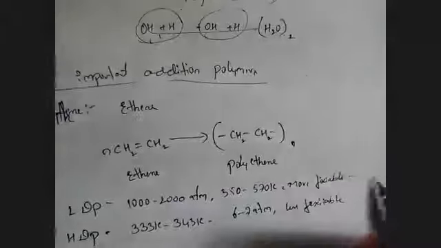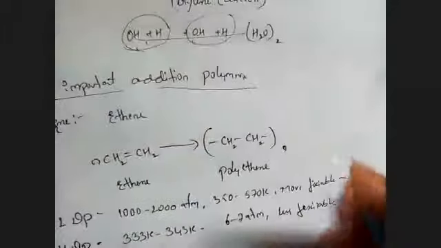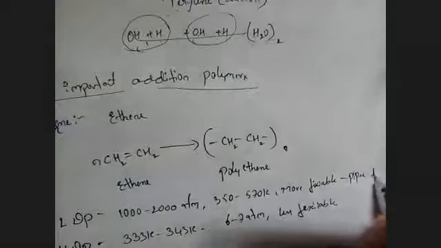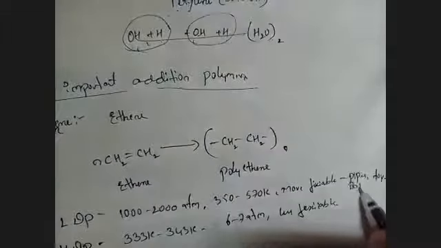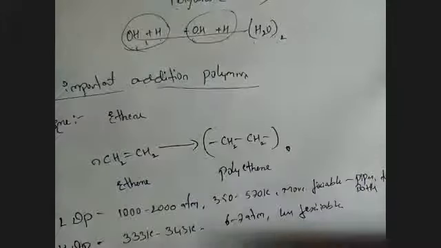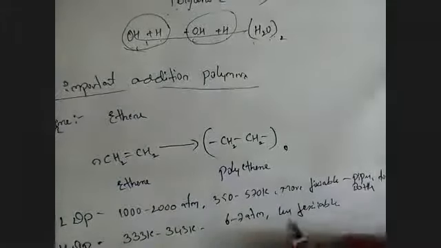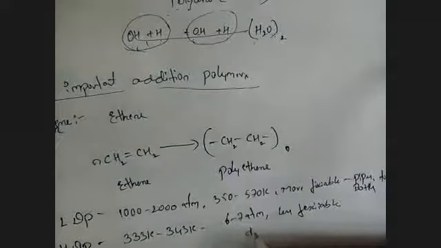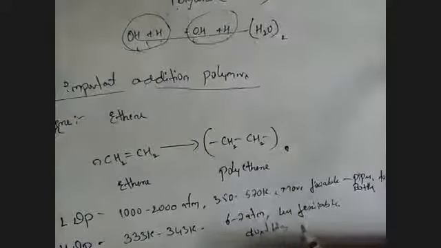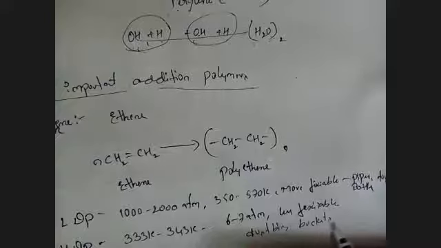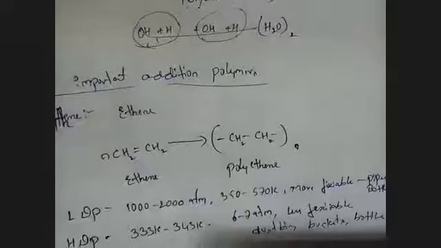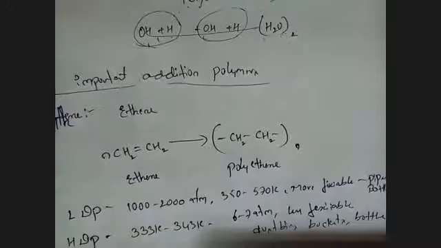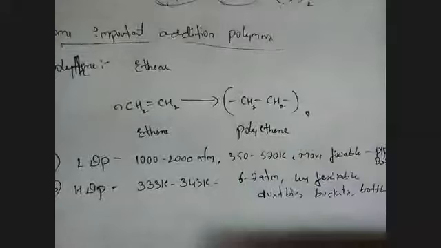So we are using low density polythene for pipes and toys, okay, and bottles. And high density polythene, we are using it for dustbins, okay, buckets, and bottles. So these are the two types of polythene we have: low density polythene and high density polythene.